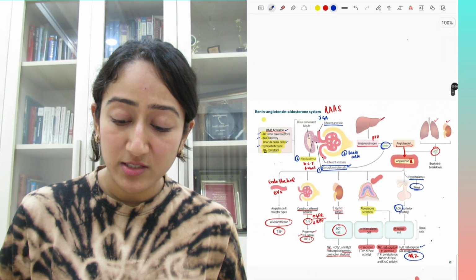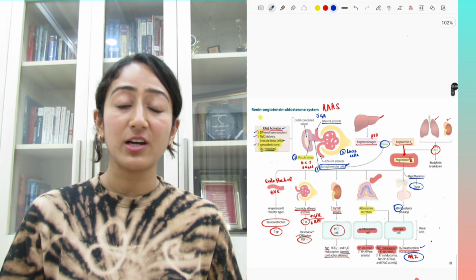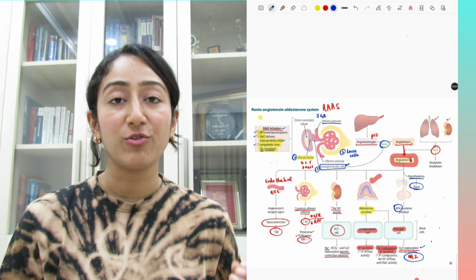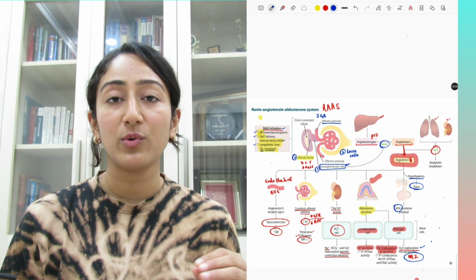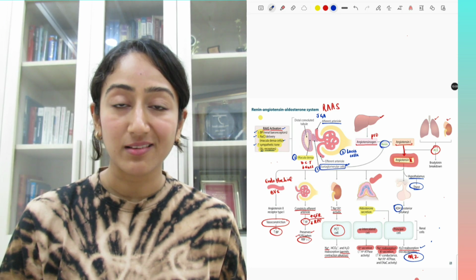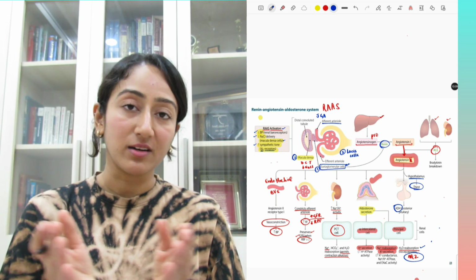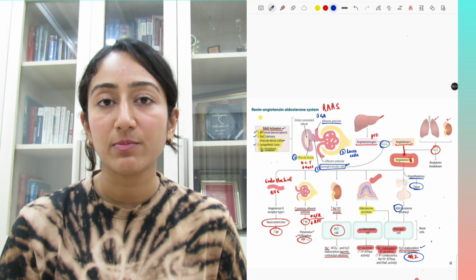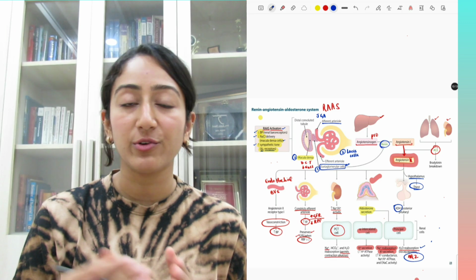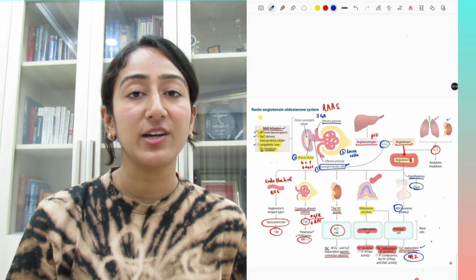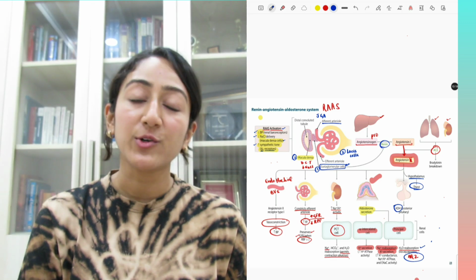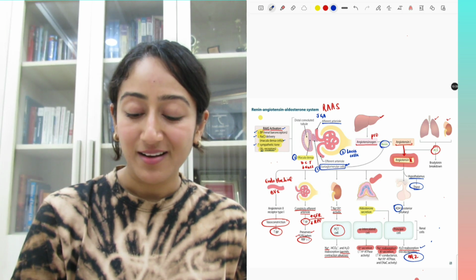So guys, this was basically everything about the regulation of renal blood flow and GFR, the RAAS system and the juxtaglomerular apparatus. I hope you understood this. It's a bit complex, but once you have listened to this video, if you go back and watch your videos, read your notes, and read your textbooks, it's going to make a lot of sense.